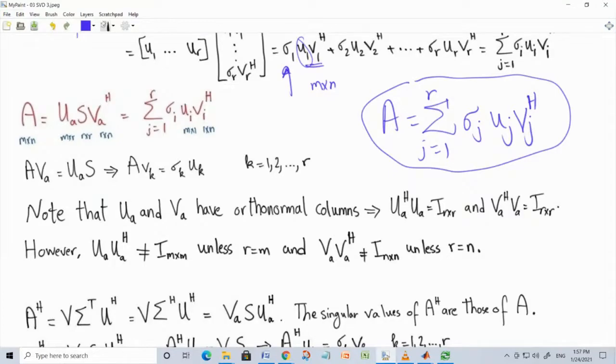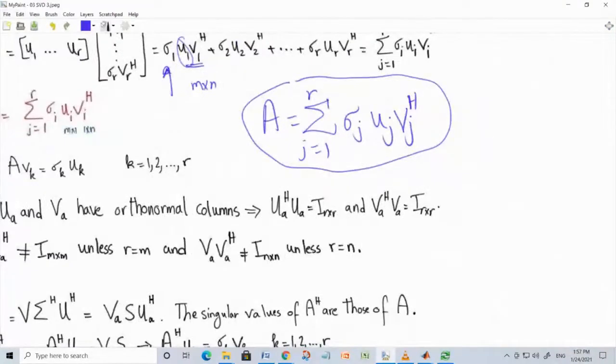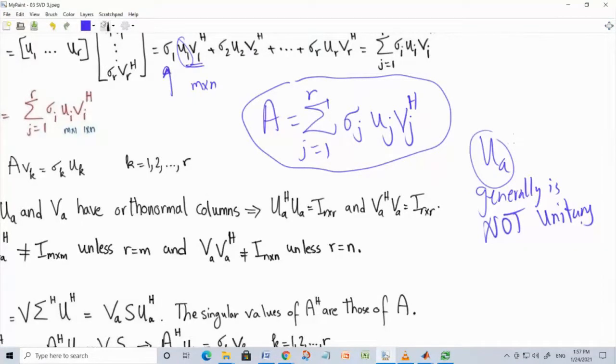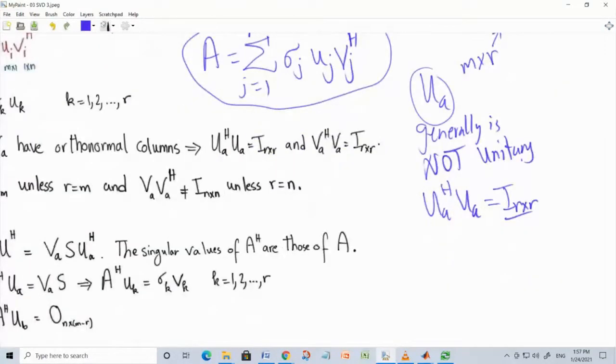Now, a comment. Some people sometimes make this mistake: U_A generally is not unitary, and the same applies to V_A. It's a matrix that is M by r, and r is less than or equal to M. So the columns of U_A are orthonormal. So we are sure that U_A Hermitian U_A is equal to I, r by r. This is true, and we used it actually. But what about U_A U_A Hermitian? No, not necessarily equal to I.